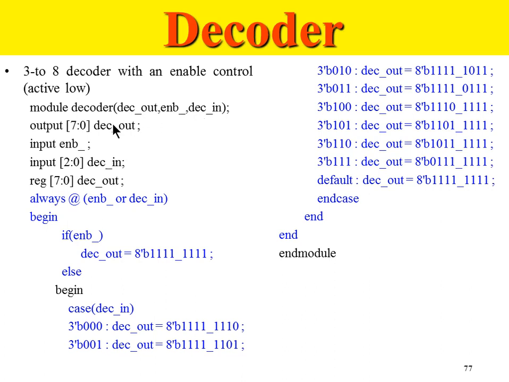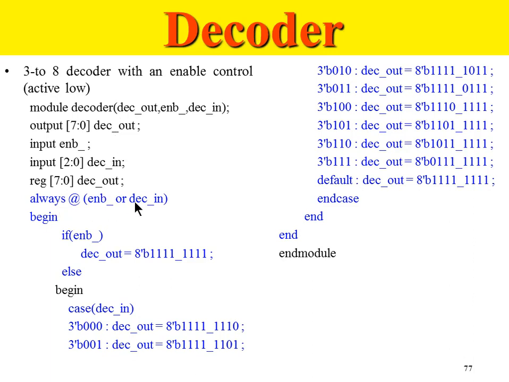These are my ports, out of which DEC underscore out is the output port, 8 bits. Enable bar is a single bit input port. DEC underscore in is the input port, 3 bits. I have a reg called DEC out, 8 bits, which is the same name as the output port, because I'm going to assign this output inside the always block. So I need a register with the same name declared as the output.